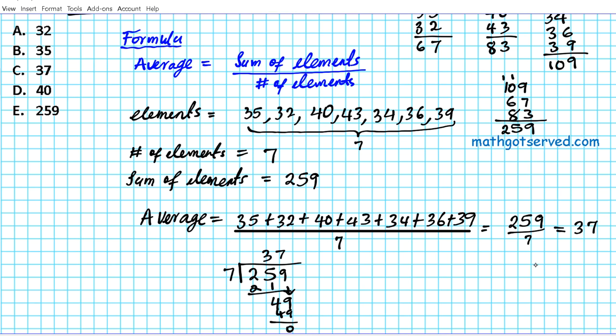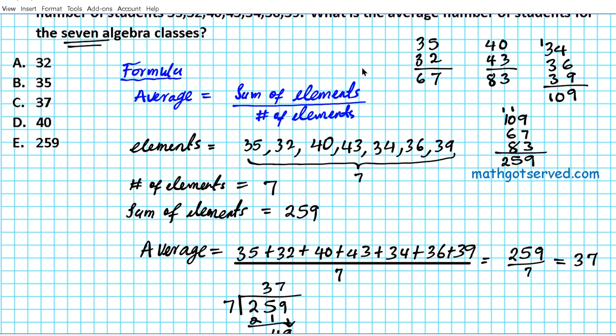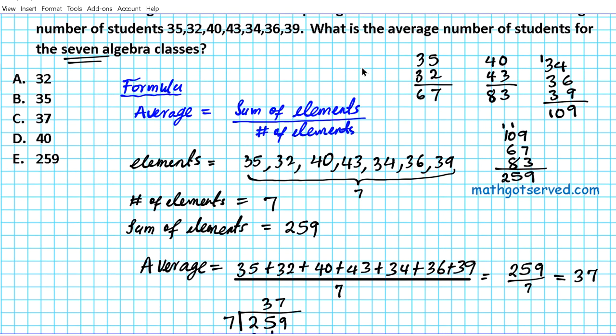All right, so the average number of students in the 7 Algebra 1 classes is 37. The answer to question number 1 is option letter C.